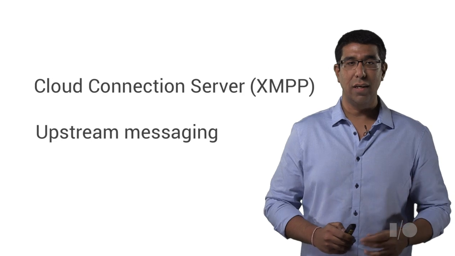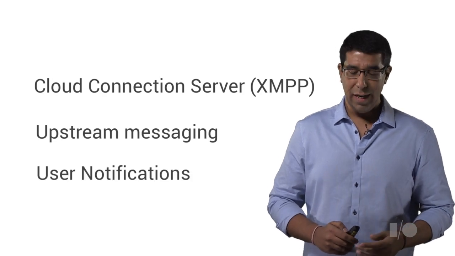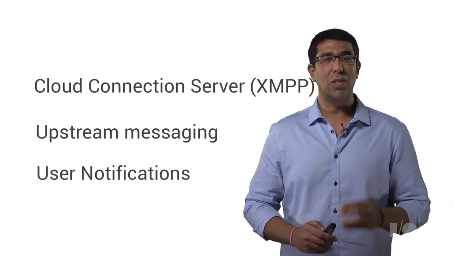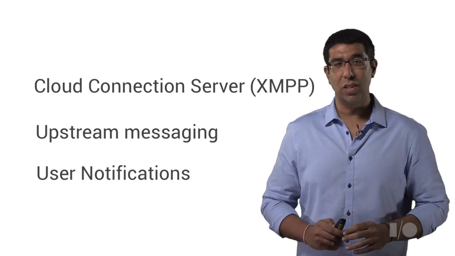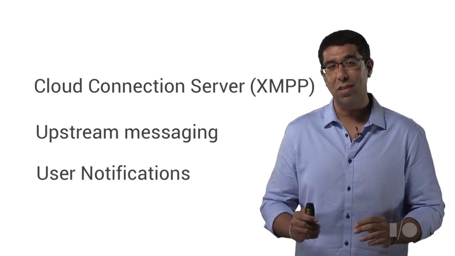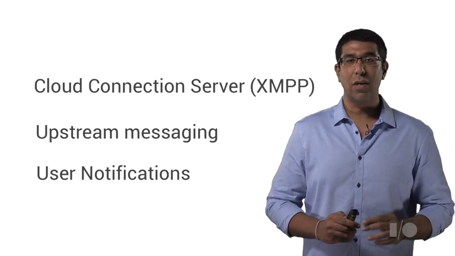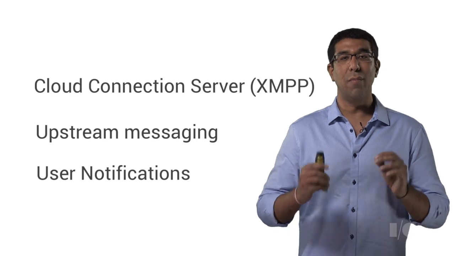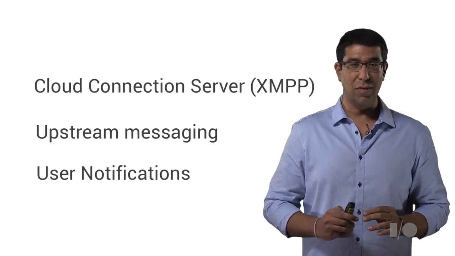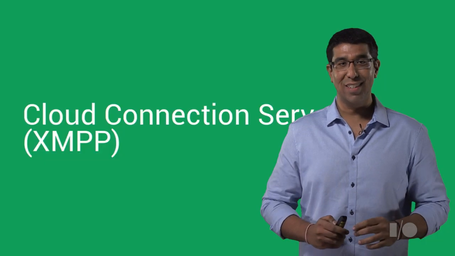So what's new in 2014? Today I'll cover three key features that GCM provides: XMPP-based cloud connection server, upstream messaging, and user notifications. In 2013, we opened these APIs to a limited set of developers. Since then, we've added a bunch of new features with these APIs and made them faster and more robust. We saw a tremendous response and interest from developers around these APIs, and I'm really excited to announce that these services are now open for all developers.